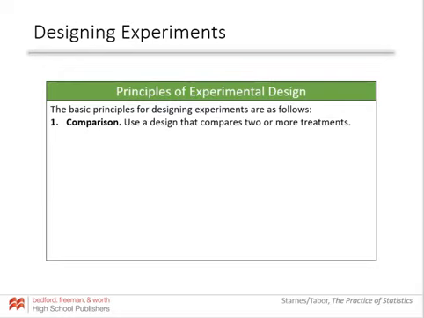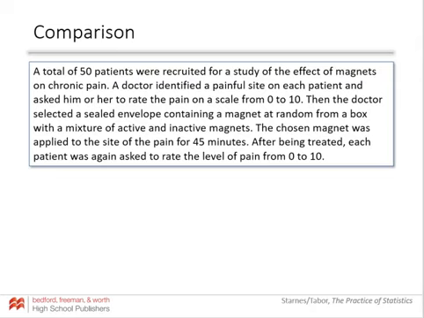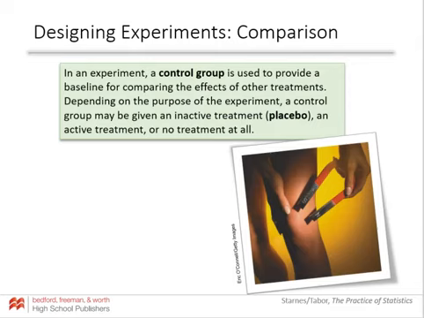One is comparison. We always want to have 2 or more treatments. All right. We do not want to give everybody the same treatment because then we have nothing to compare it to. All right, so we've got patients that we're going to try and treat their pain with magnets. Okay, some of the magnets are active and some of them are inactive. So those are our 2 treatments, and we're going to compare one to the other.